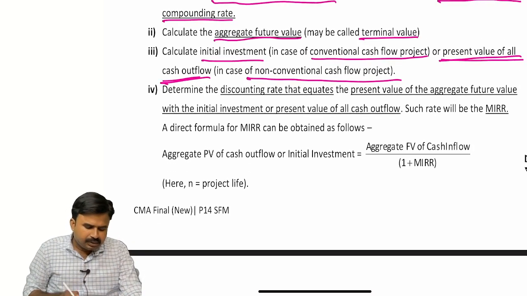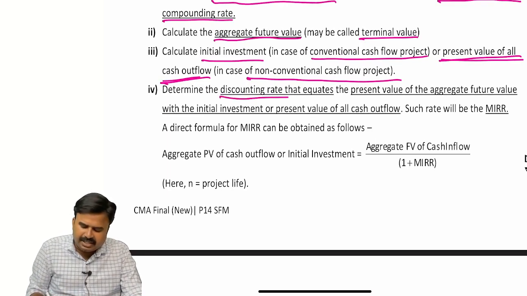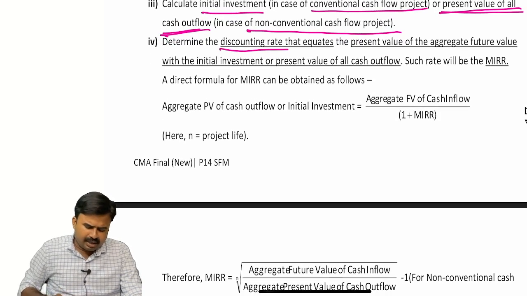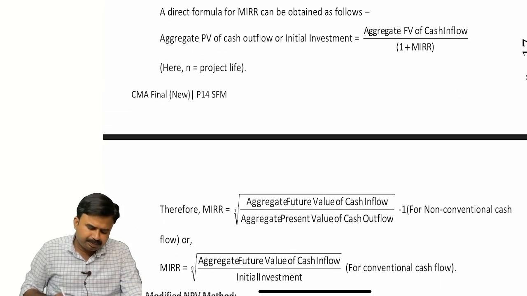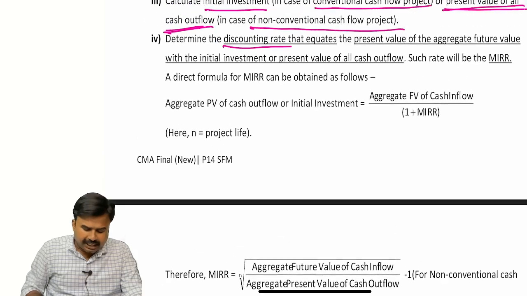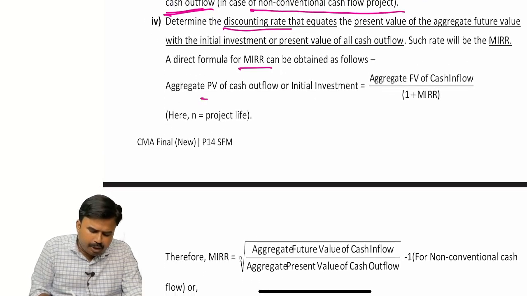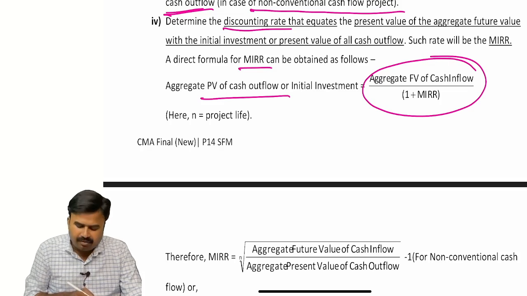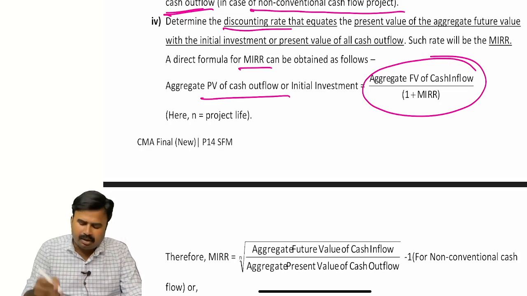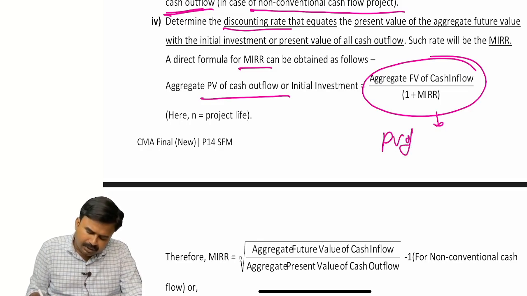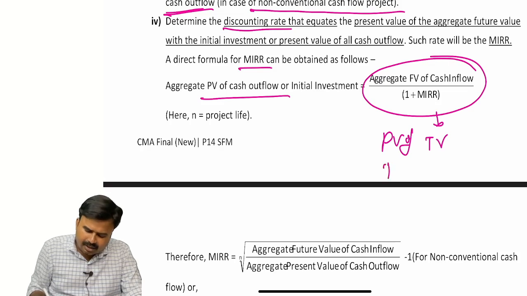Determine the discount rate that equates the present value of the aggregate future value with the initial investment or present value of all cash outflows. Such rate will be modified IRR. See, instead of understanding this, you better go ahead with this formula. Actually, they are saying at modified IRR, present value of cash outflows should be equal to present value of all the future cash inflows, nothing but present value of terminal value. This is simply present value of terminal value. What they are trying to say is terminal value into 1 by 1 plus modified IRR rate.